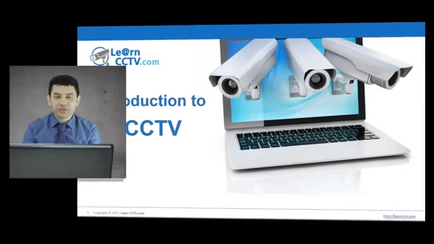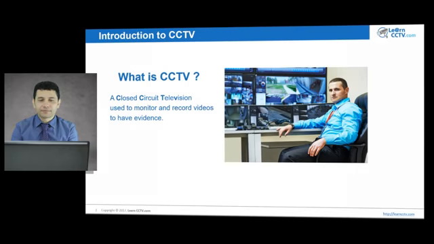So this is an introduction to CCTV. What is CCTV? It's a closed circuit television used to monitor and record videos to have evidence. Just basically like this, right? There's more to CCTV, of course, but let's keep it simple like this right now, and later you can learn more.